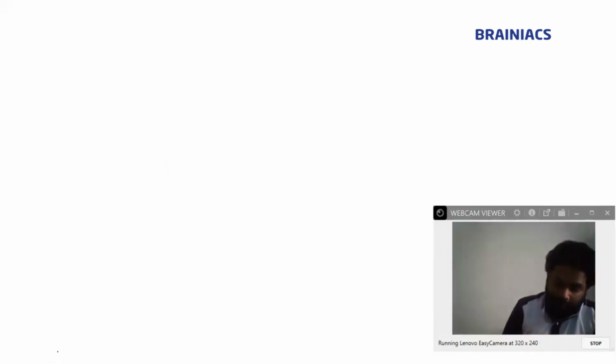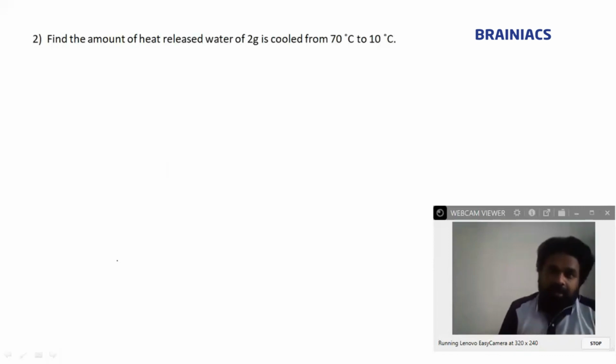Now come to this question. Find the amount of heat released for water of 2 gram when water of 2 gram is cooled from 70 degrees Celsius to 10 degrees Celsius. So find the amount of heat released when water of 2 gram is cooled from 70 degrees Celsius to 10 degrees Celsius.